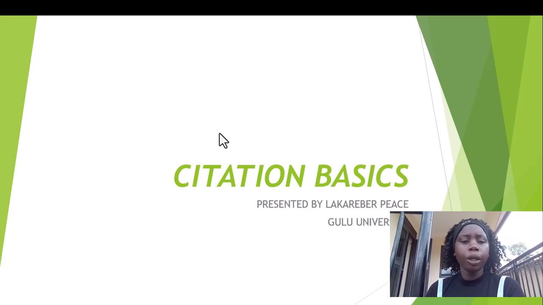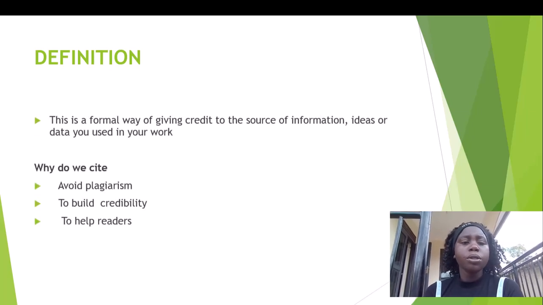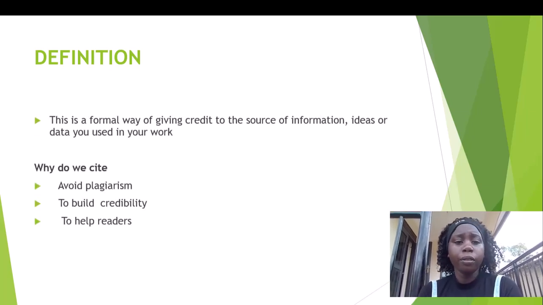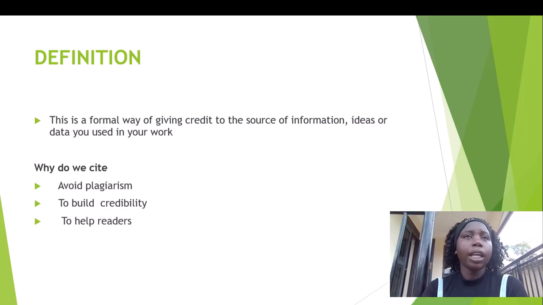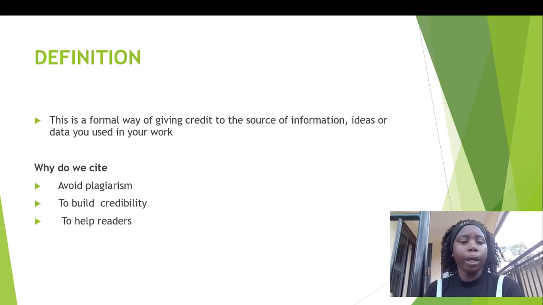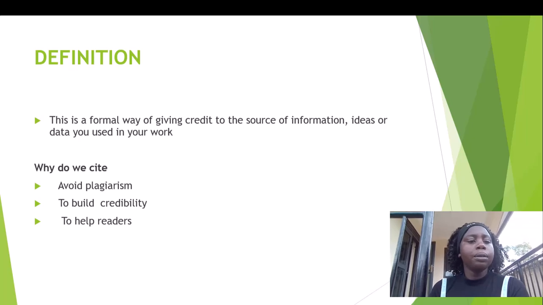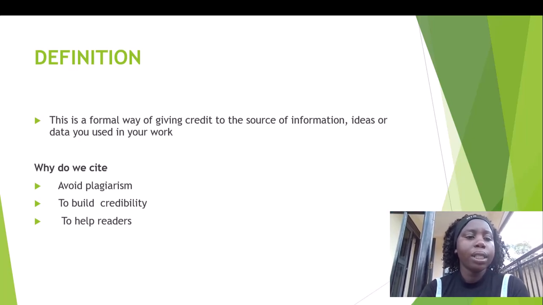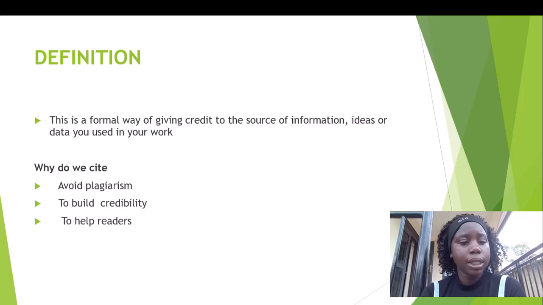The first question is, what is citation? A citation is simply a formal way of giving credit to the source of information, ideas, or data you use in your work. It's just like you make a statement and then you say, this statement is not my own, it was made by so and so. So that brings us to the question of why do we use citations? Why do we have to cite our articles?